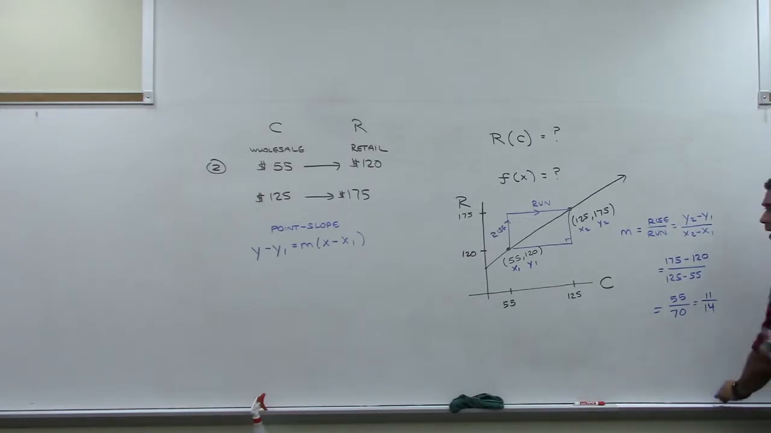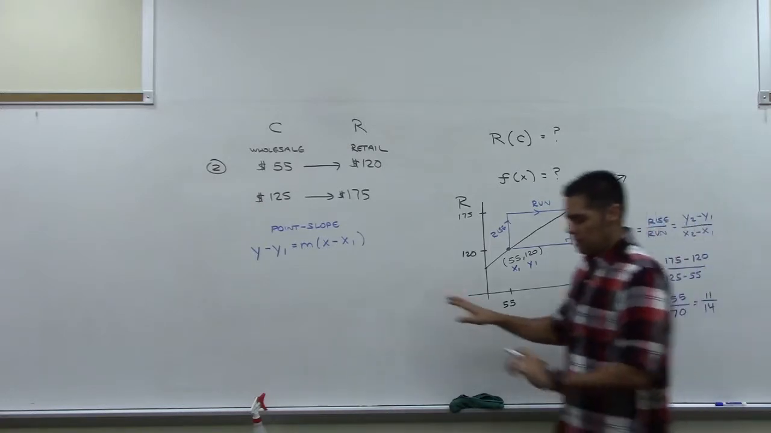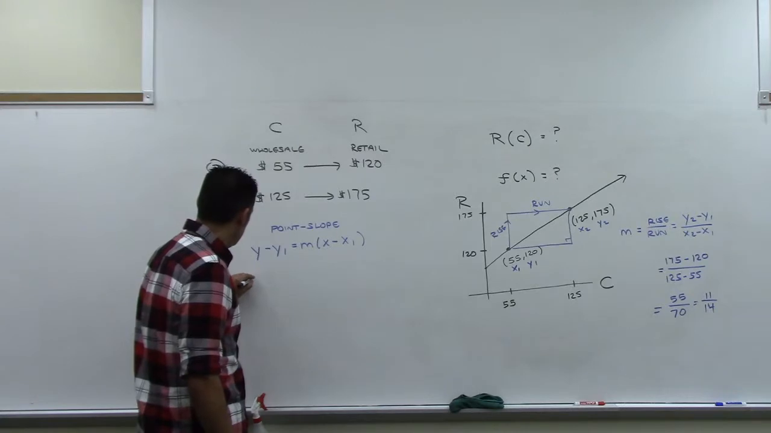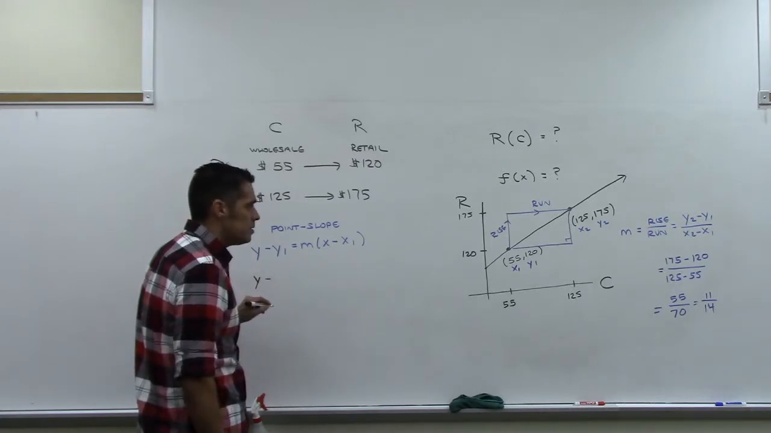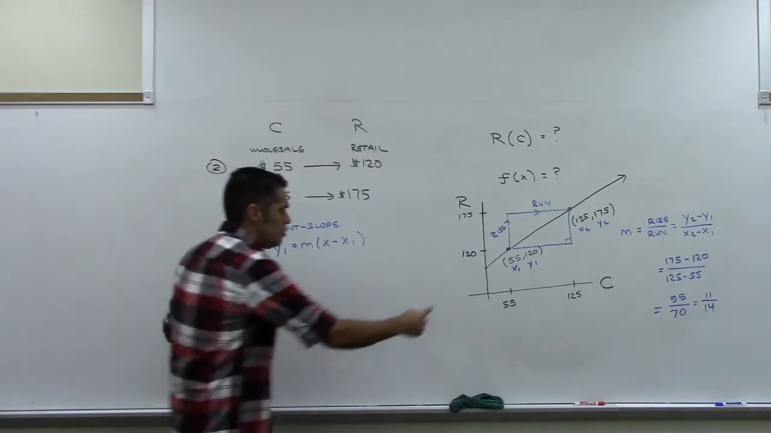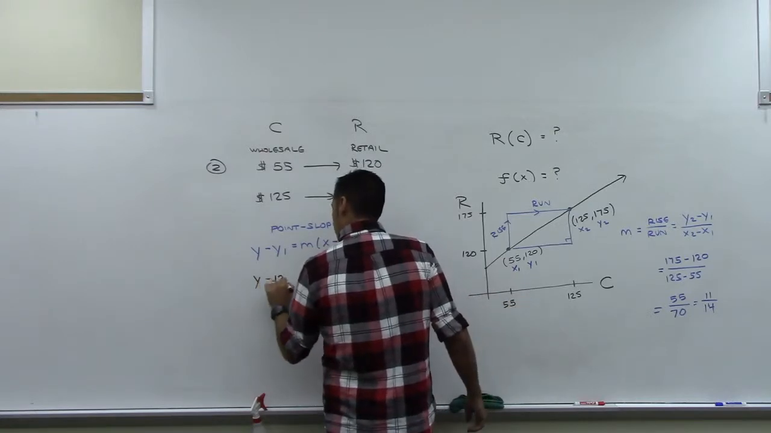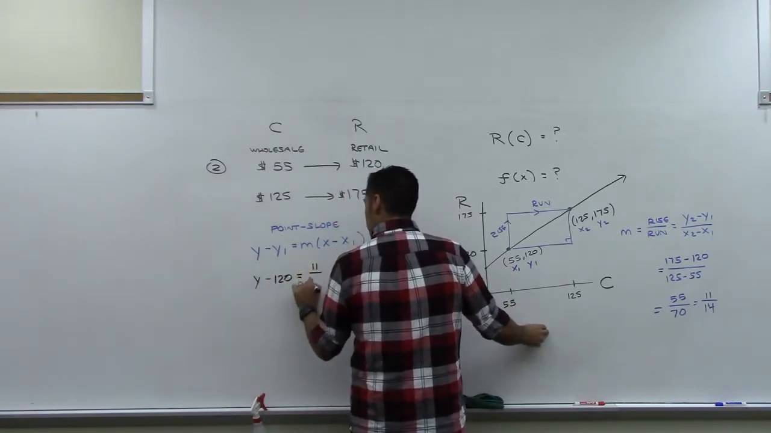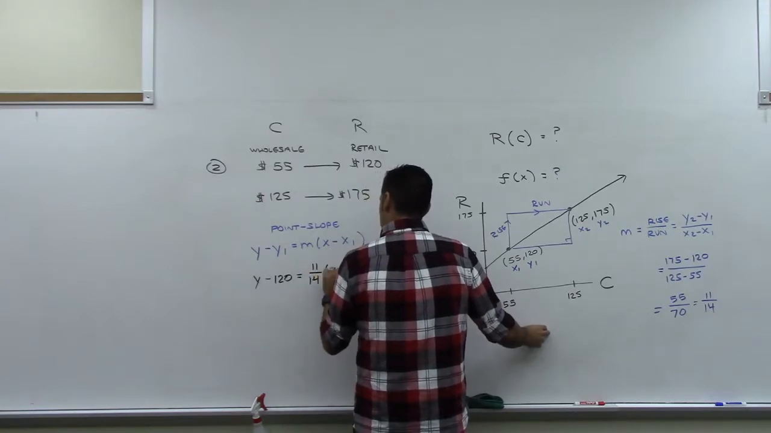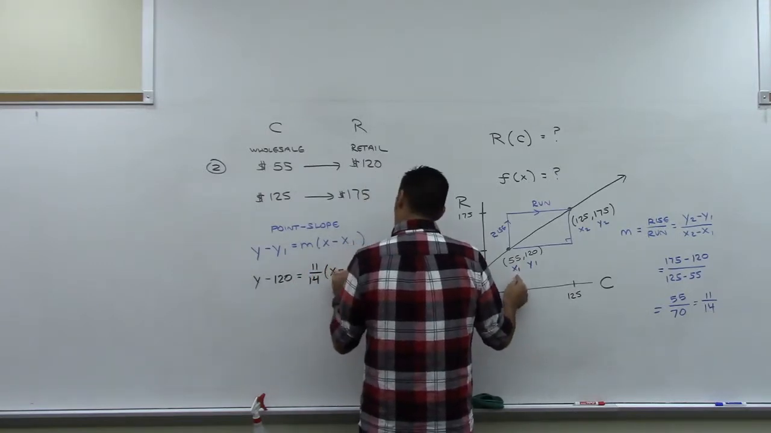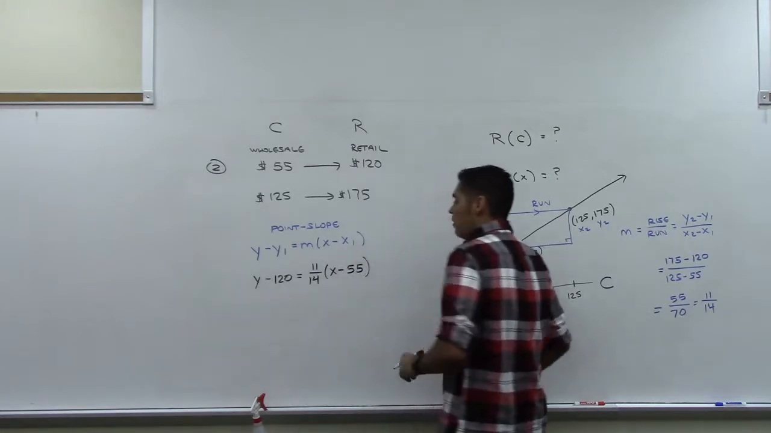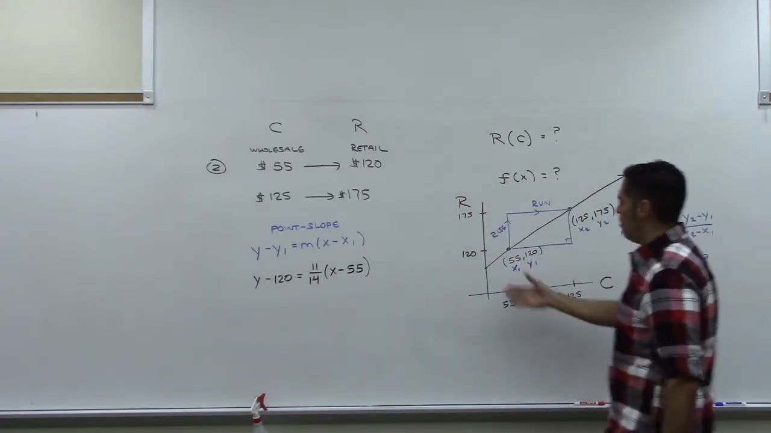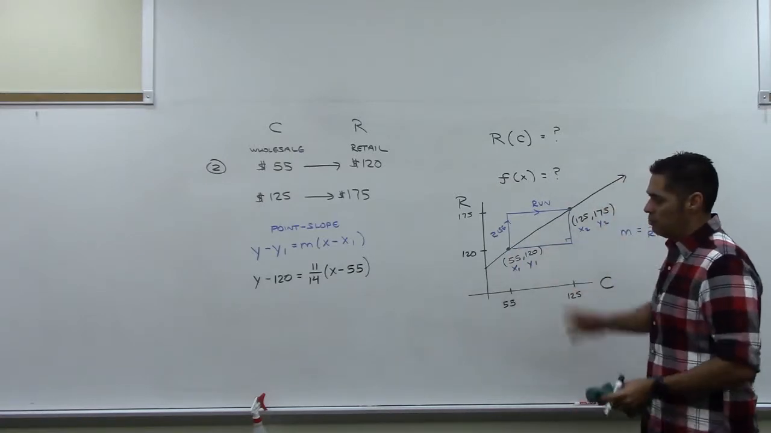So going back and using this equation right here, we know that y minus y1, which we said was 120, equals slope m, 11 over 14, and then x minus x1, which was 55. So this is how we would find the equation of the line if it weren't this word problem. This is how we would find the equation of the line between these 2 points.